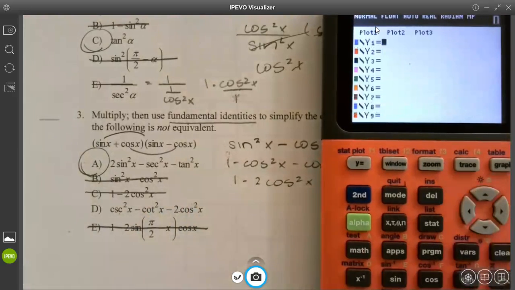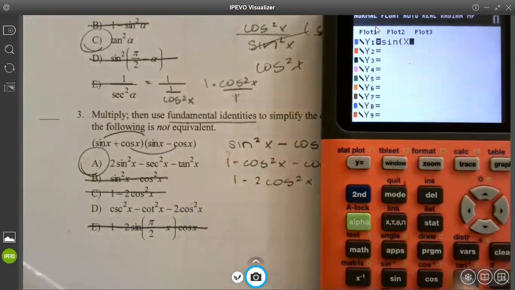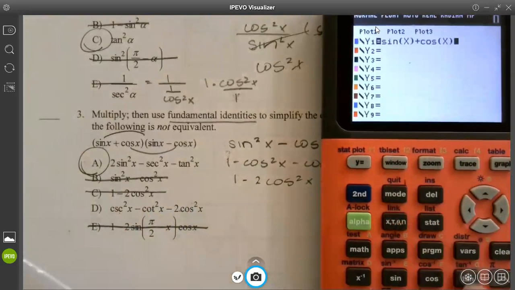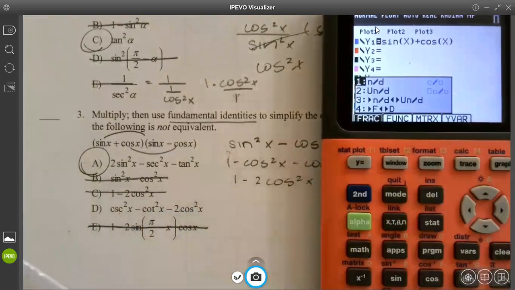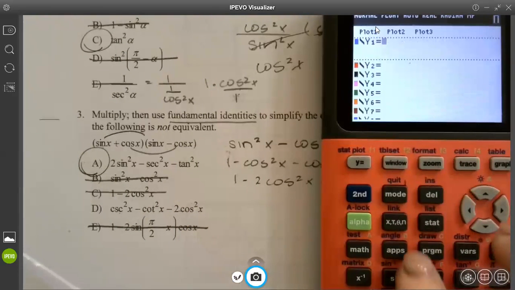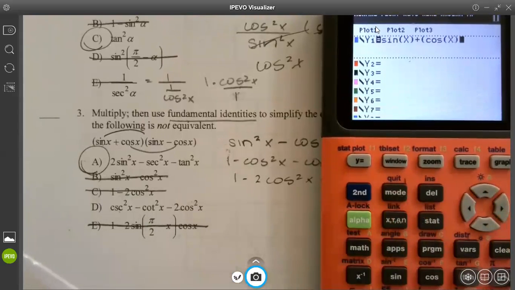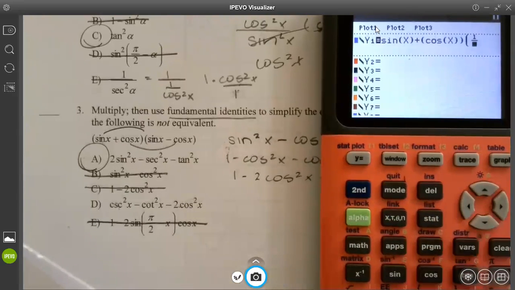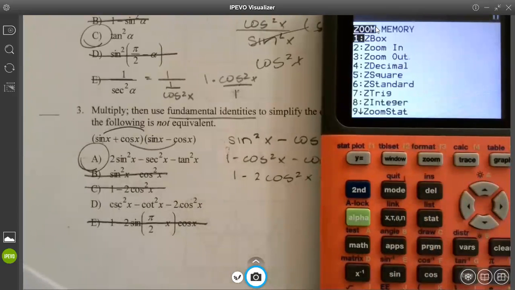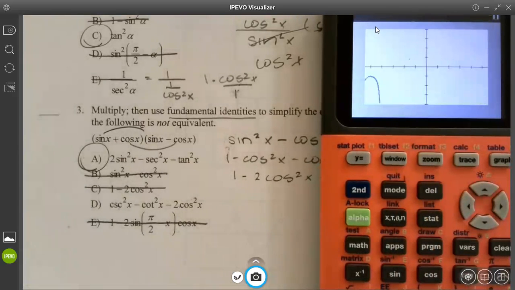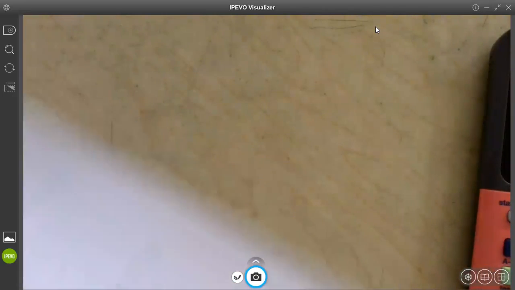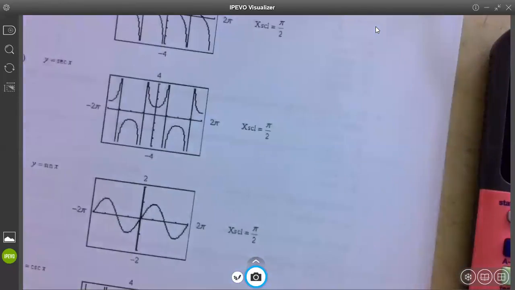We're graphing the next one, number 4. We're graphing sine x plus cosine x. How do I do cotan? Oh, not that. Sine x plus cosine x times 1 over tan x. I'm going to zoom trig. So we know it's loops.